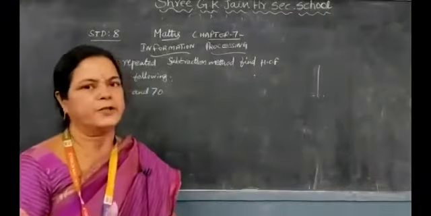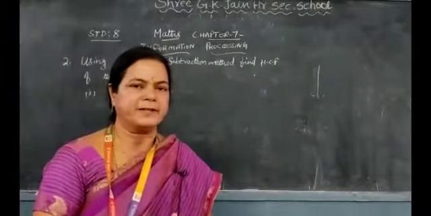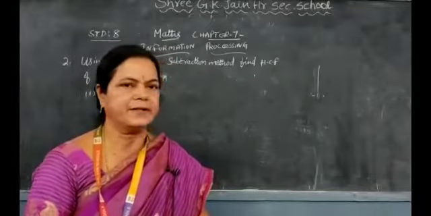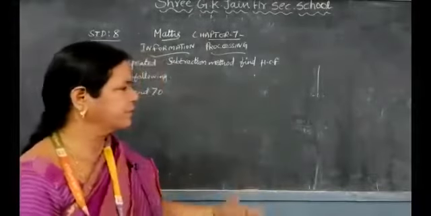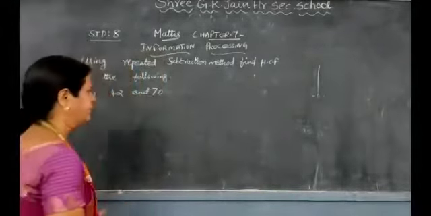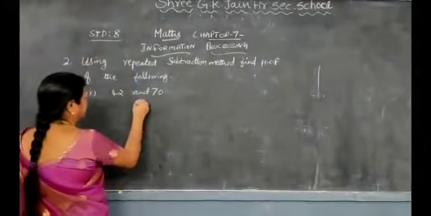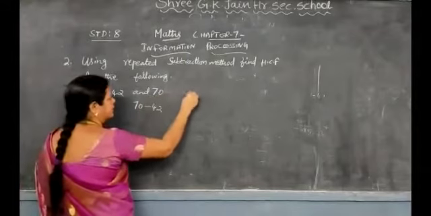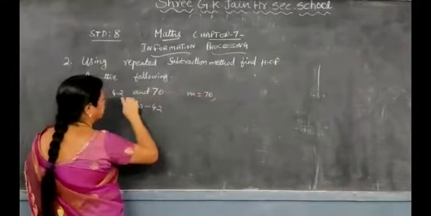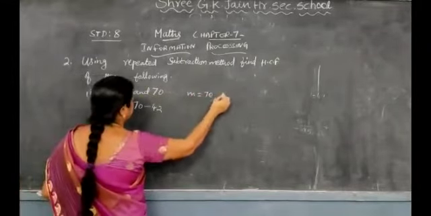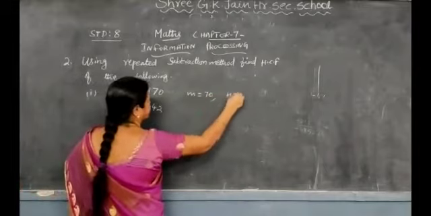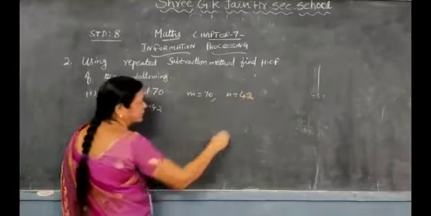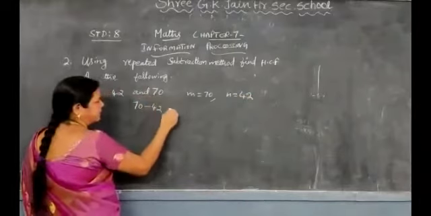Okay children, shall we do the next sum? I think children you enjoy the repeated division method. Shall we see the repeated subtraction method? Okay, see here. Now we are going to take 70 minus 42. So the bigger number take as the m and the smaller number take as the n. Okay children, that is m minus n.